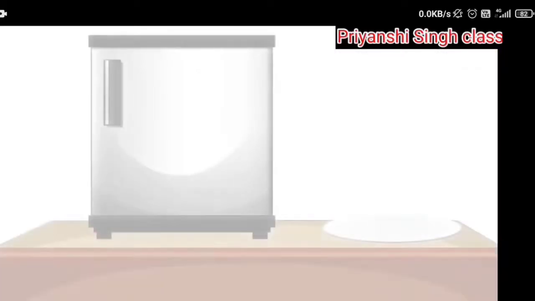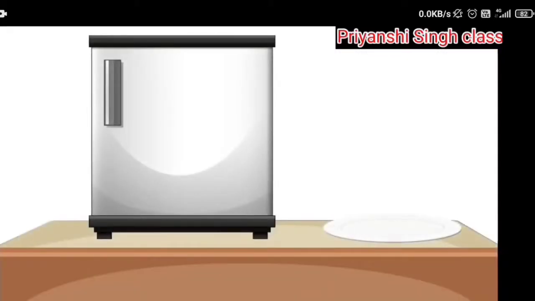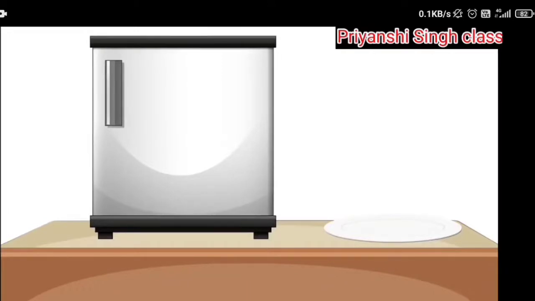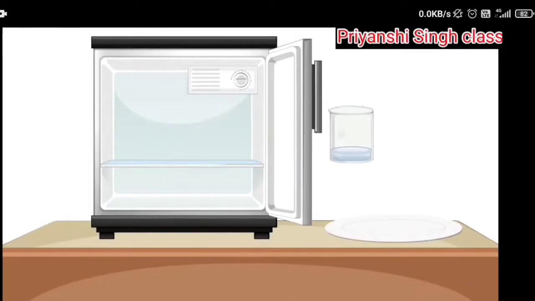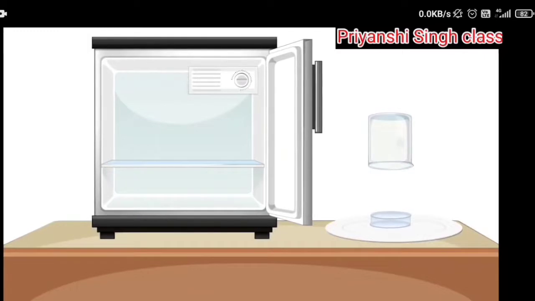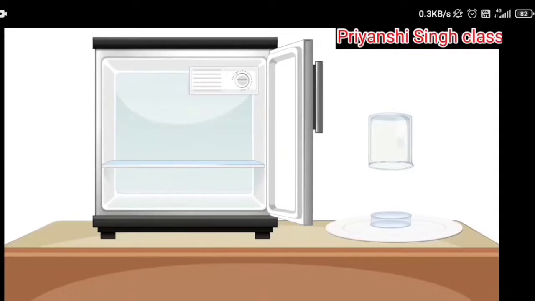Yes. What if we keep this liquid water in the freezer and let it cool down? Let's see what will happen. After keeping the beaker in the refrigerator, what happened? Now you can see the solid ice again, right? So what is happening? There is a change of state of substances.